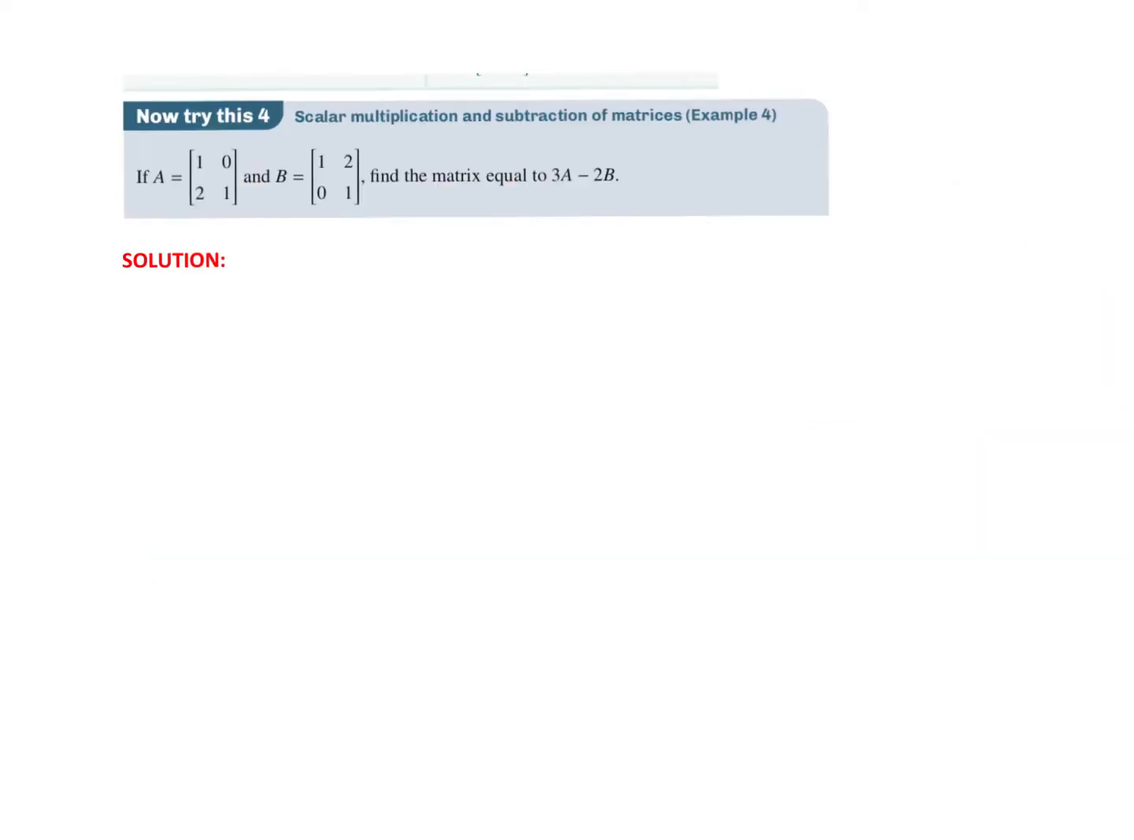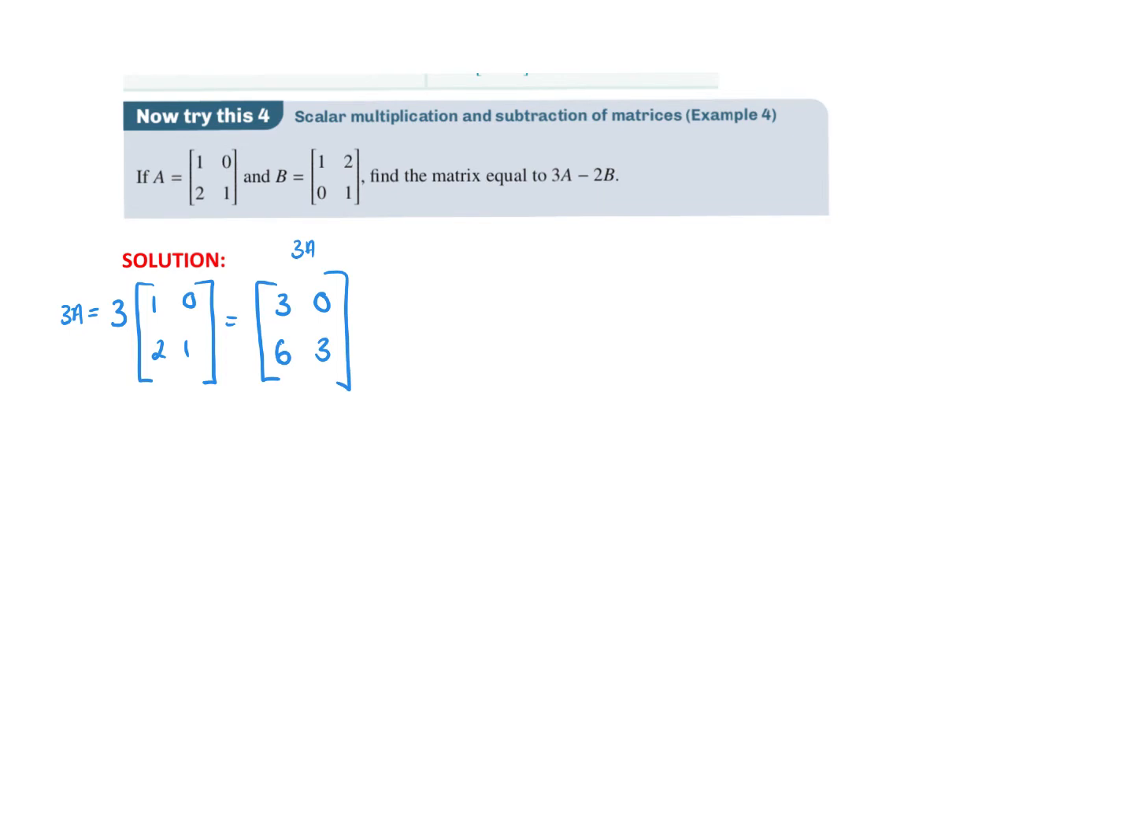Okay, so let's try this one. It says scalar multiplication and subtraction of matrices. All right, we are getting asked to do both here. First of all, we've got 3A minus 2B. So we have to multiply the A matrix by 3, so let's do that first. We might say 3A equals 3 times that matrix. We're going to end up with 3 times 0, 3 times 2 is 6, and 3 times 1 is 3. All right, so this is what 3A is.